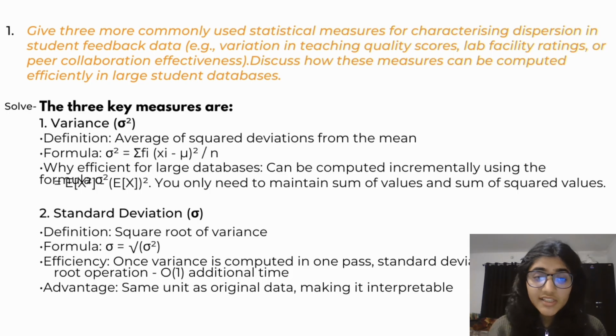Second is standard deviation, denoted by sigma. It is the square root of variance. Its formula is sigma equals under root of variance, that is sigma square. Once variance is computed in one pass, standard deviation is just a square root operation. It has the same unit as the original data, which is an advantage, making it interpretable.